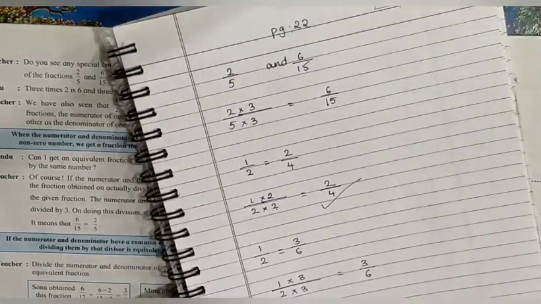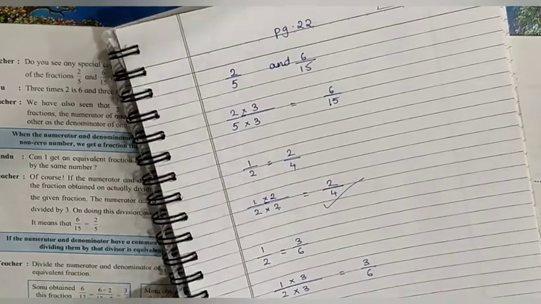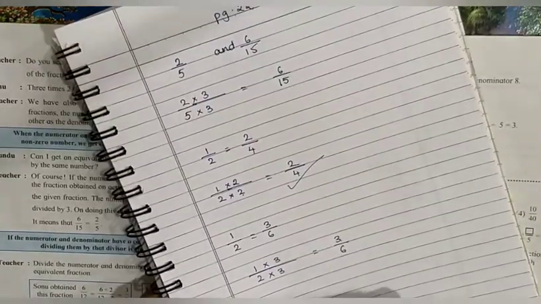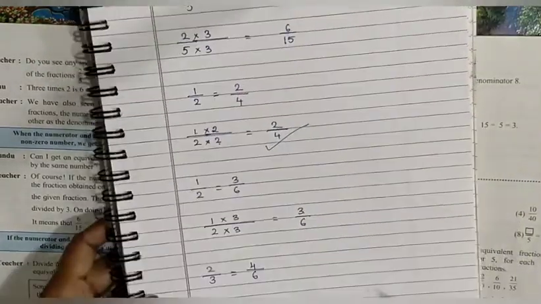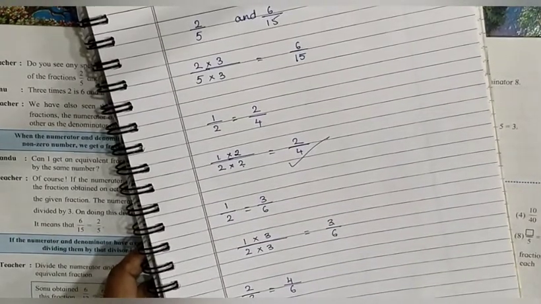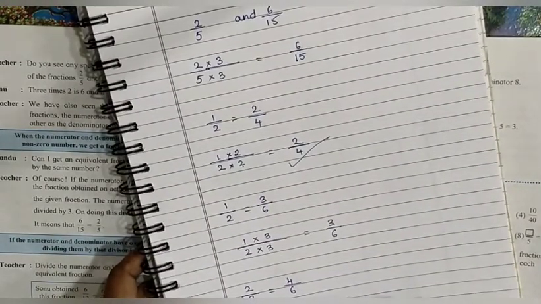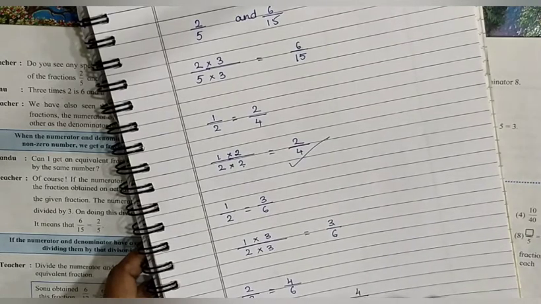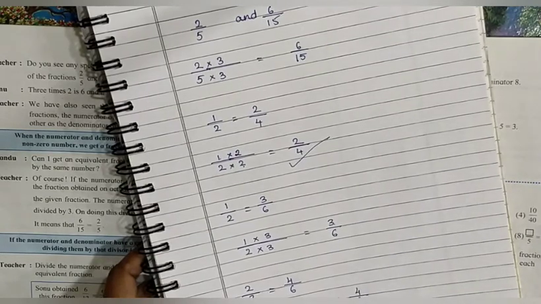Now 2 upon 3 is equal to 4 upon 6. How will we get the equivalent fraction? Let us see. 3 twos are 6 and 2 twos are 4.